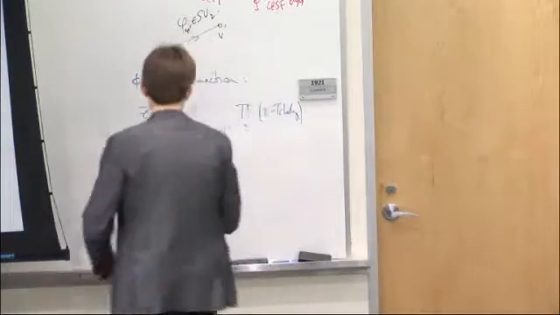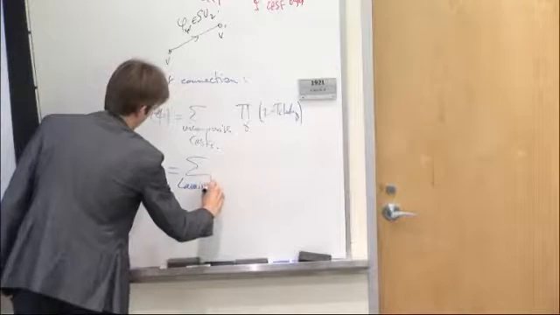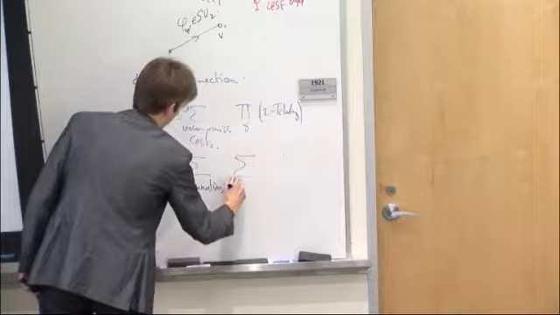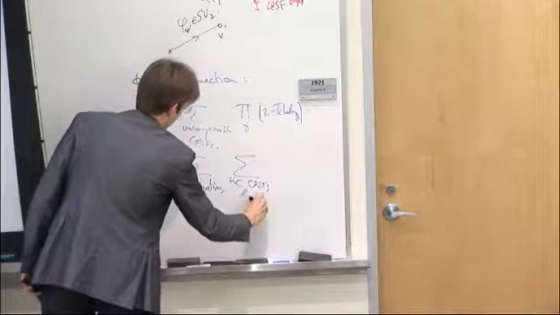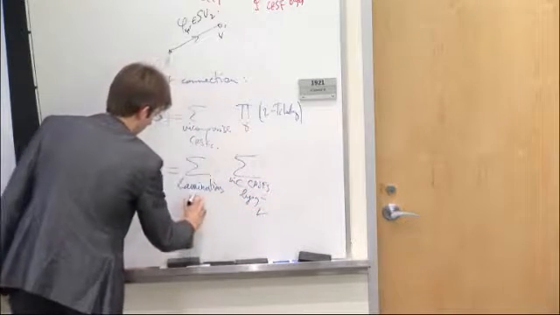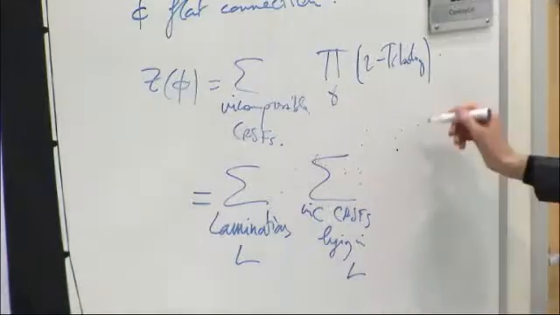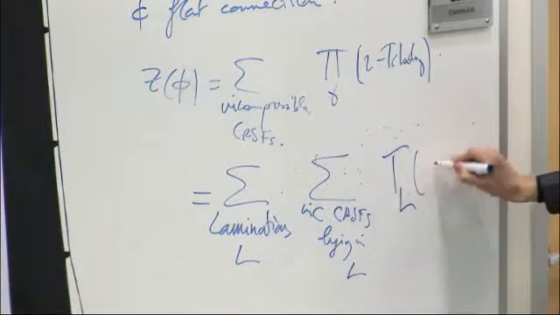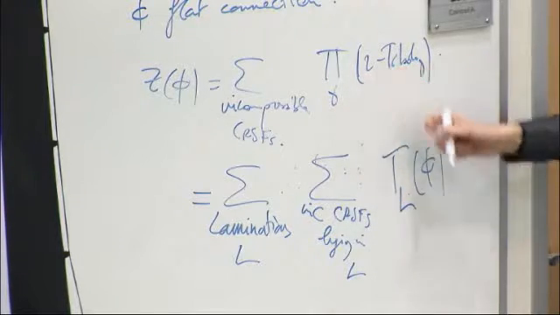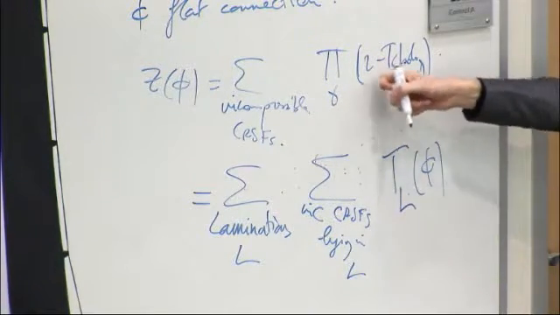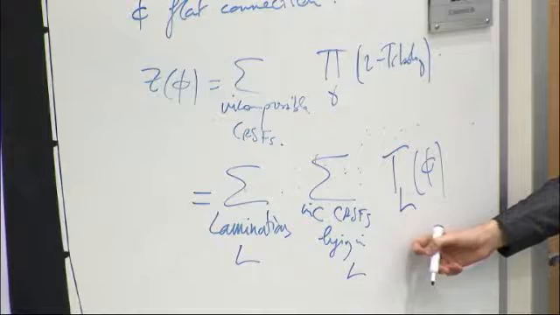So in fact, more is true. You can write that this is a sum over laminations, then a sum over incompressible CRSFs lying in the lamination. So sum over laminations L, sum over CRSFs lying in this particular lamination L, of a certain function that I will call T_L of phi, which is, for any representative of this lamination, the product over the cycles of 2 minus the trace of the holonomy. So this just depends on the lamination, not on the particular multicurve which represents it.